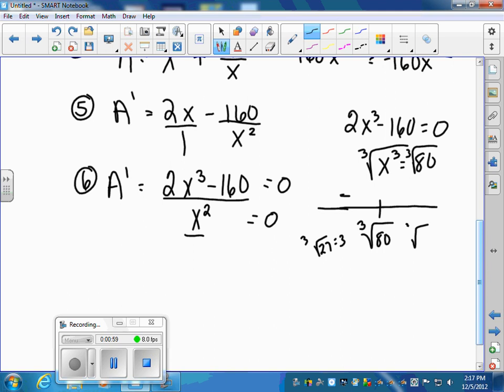Pick something bigger than the cube root of 80. We could use the cube root of 125, which would be 5. The bottom is positive again. 5 cubed is 125, times 2 is 250, minus 160 would be positive. So I have a positive over positive, and that's positive. So this decreases and increases.